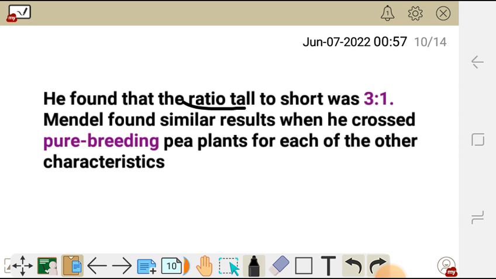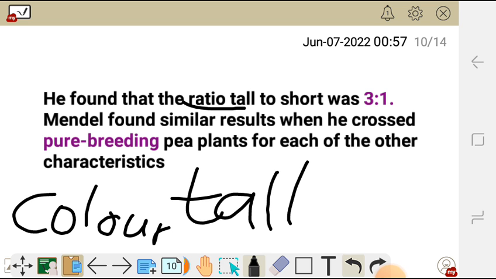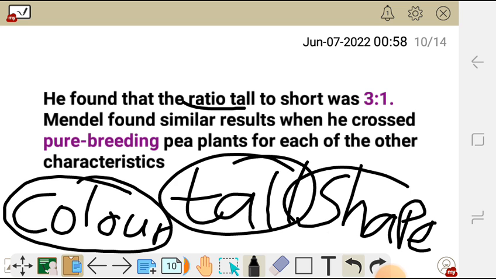Mendel found similar results when he crossed pure breeding plants for each of the other characters. A pea plant has a lot of traits. One of the traits can be height, and others can be flower color, and we can also talk of the shape of the seed. He tried all these kinds of characteristics in his experiment, and what he found is that the ratio of the second generation was 3:1.